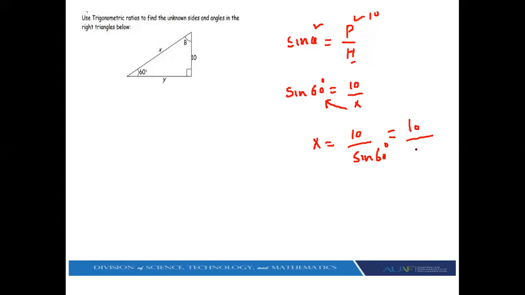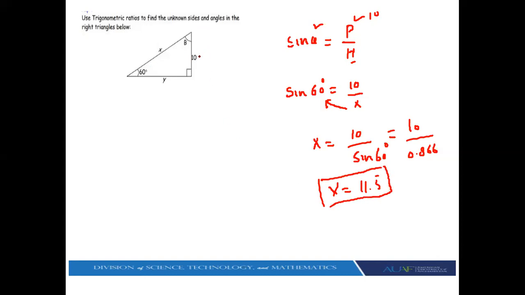So 10 divided by 0.866. So find out 10 divided by 0.866. 10 divided by 0.866 equal to what? 11.5. So hypotenuse actually equal to what? 11.5.